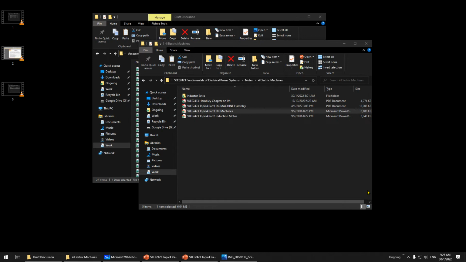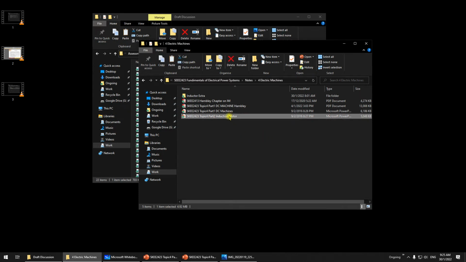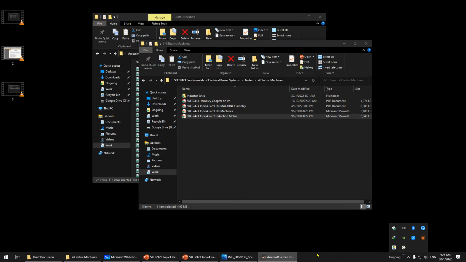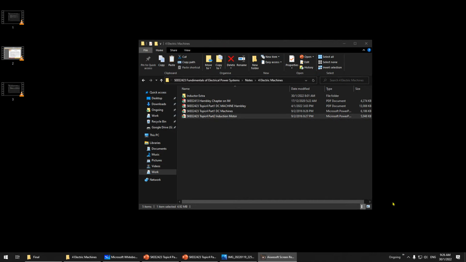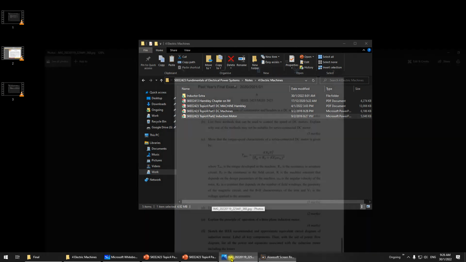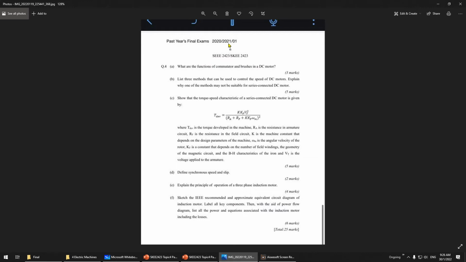Let's move on to question number 4, which covers chapter 4, electrical machine. For question number 4, it covers DC and induction motor, you need to consider both. I also don't have any info on the question that will come out, but I suggest you focus on the past year. I think this one is not available, 2020-2021 semester 1. The question will be something like this.